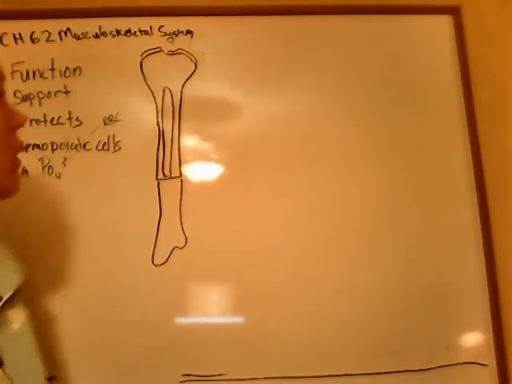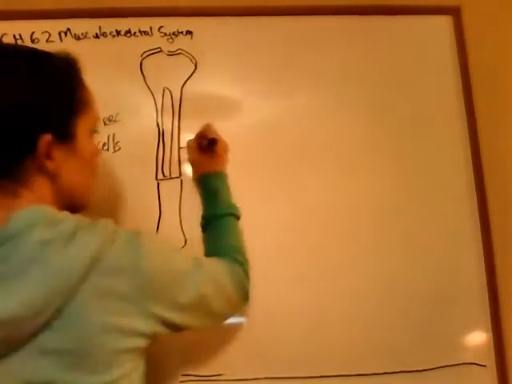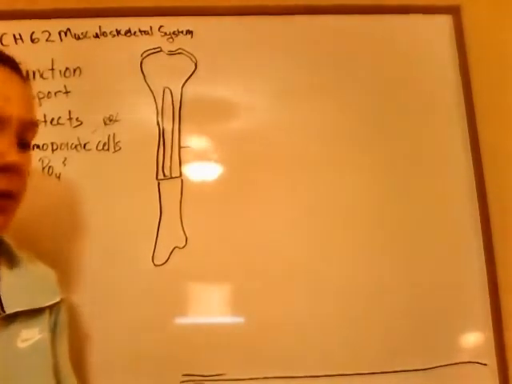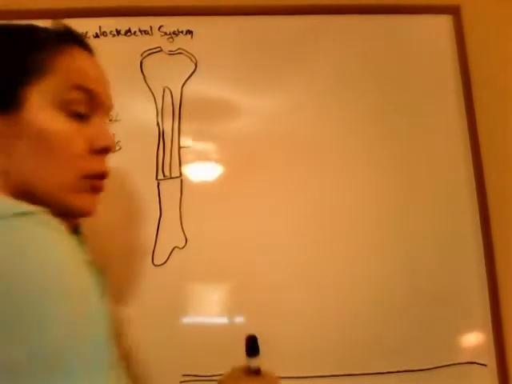All right, so let's start off by talking about the actual bone structure for a second. You have your diaphysis, and this is a long bone. You have different types of bones: short bones, long bones, flat bones, and irregular bones. But we're using a long bone here.